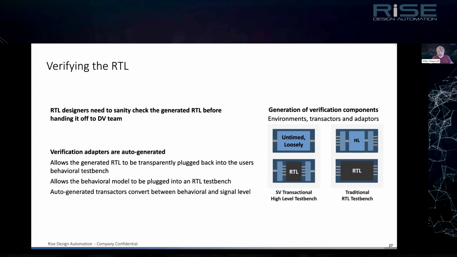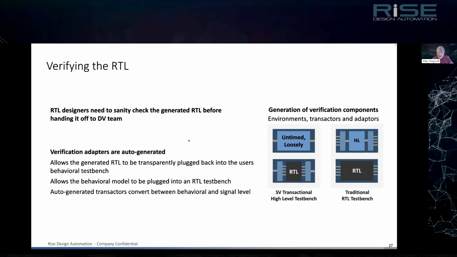And then lastly, how do you verify this? We're auto-generating RTL, so how do you know it's correct? How do you go ahead and verify it? Typically an RTL designer has to sanity check the RTL before they hand it off to the DV team. We auto-generate verification adapters as well as transactors that allow the generated RTL to be plugged back in to an RTL test bench.